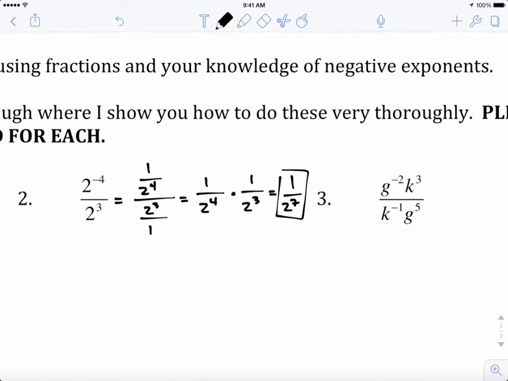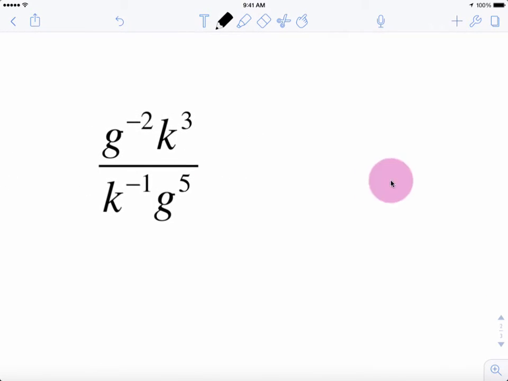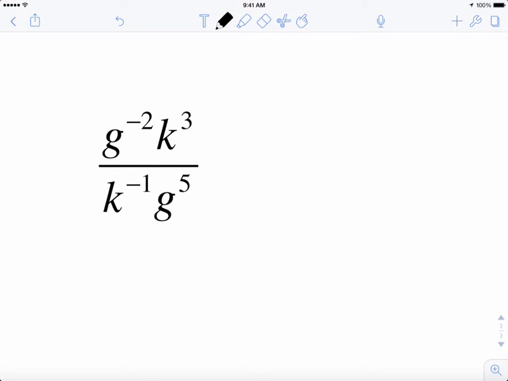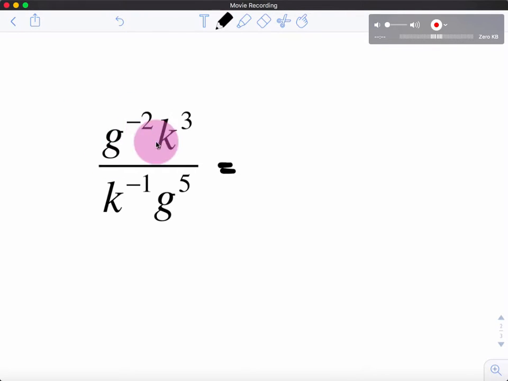Awesome. Okay, phenomenal. Now in this third example, this is the first time we've ever had two different bases going on at once. But it's the same thing. I'll walk you through it. First things first, let's write everything using only positive exponents. So I'm going to write g to the negative 2nd power. It's interesting, if you would say this verbally, you'd probably just say g to the negative 2nd, k to the 3rd.